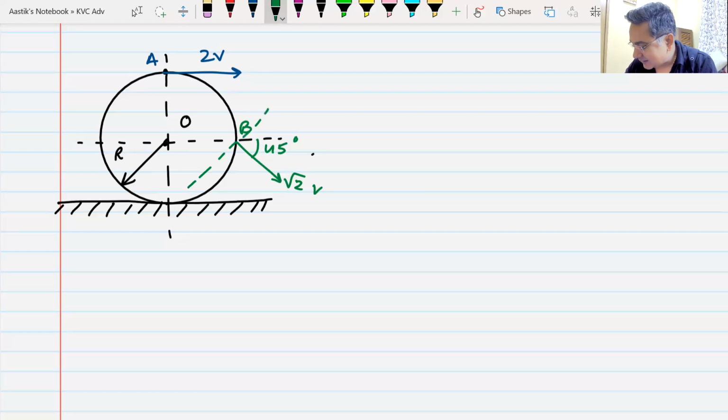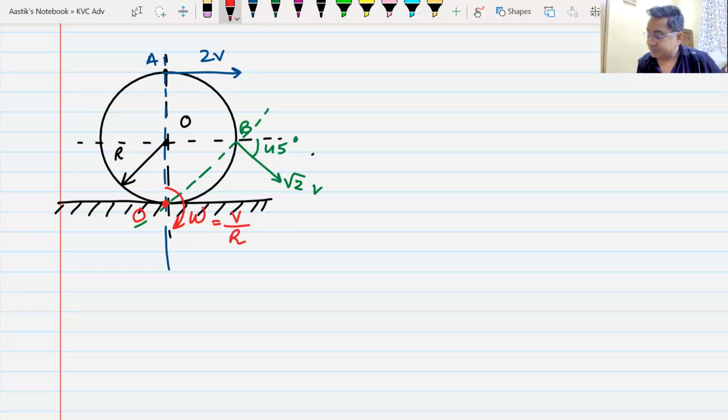This is again the case of which case? This is again the case of pure rolling. Do we understand this? I have done this question in so many different ways so that even if any one of these comes, I can be happy that I have told you that case.